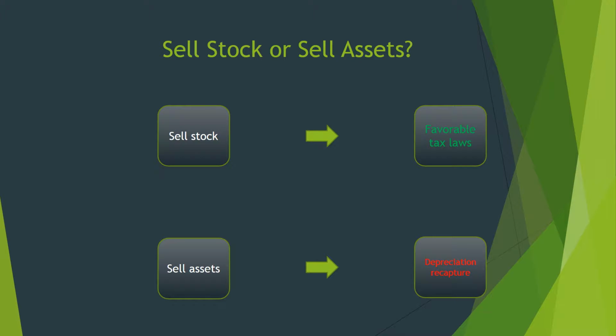If you own a corporation, you have the option of either selling your stock or selling the business's assets. It's generally better, as the seller, to sell your stock rather than selling the assets. This is because you usually qualify for special beneficial tax rules on the sale of qualified small business stock. If you sell the assets, you don't get this beneficial treatment, and instead, you might be subject to depreciation recapture, which I'll discuss later.